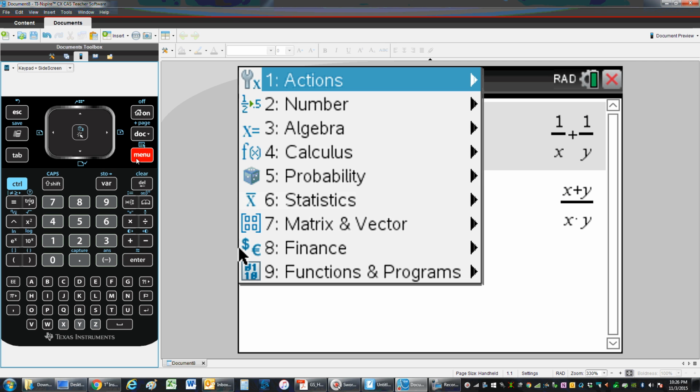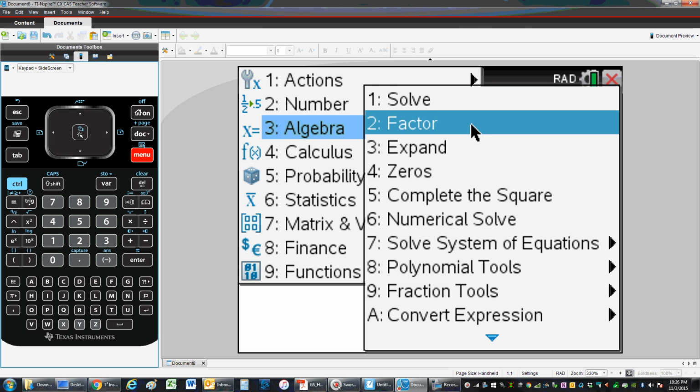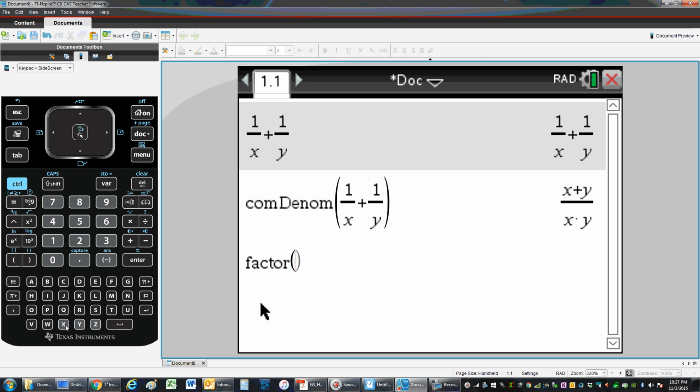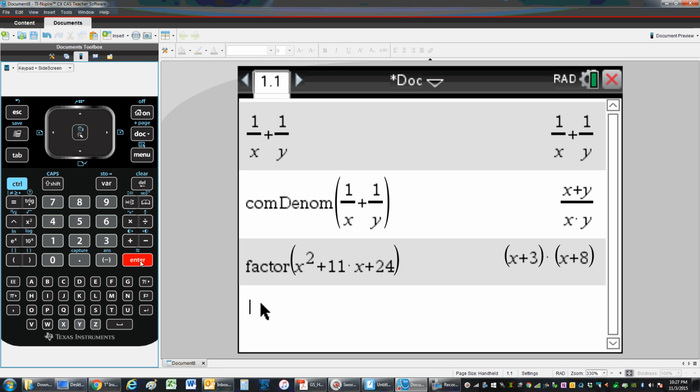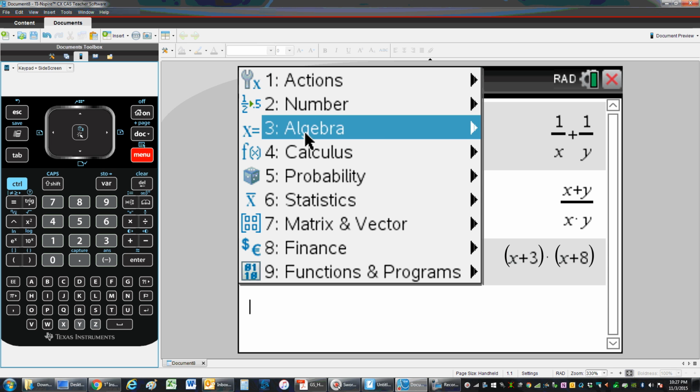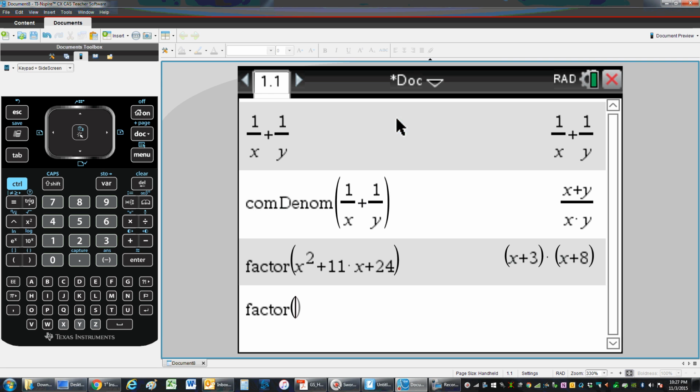Okay, another one that we didn't quite get to finish looking at, which is amazing to me, is the factor tool. You can do it with pretty much anything. It'll factor all sorts of stuff. So there's just a quadratic. It'll give you the factors. I was under menu, algebra, and there's factor.